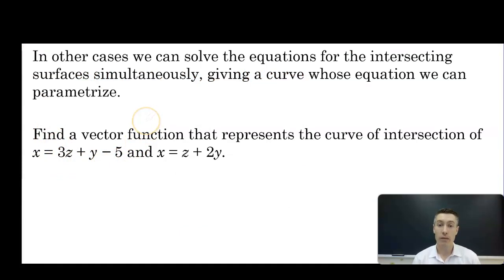And the last strategy is we can solve the equations for the intersecting surfaces simultaneously, giving a curve whose equation we can parameterize. So essentially, what this means is we want to try to eliminate one variable, so then we get an equation in just, let's say, x and y, try to parameterize that equation, and then once you've parameterized x and y, you can then create a parameterization for z and create your vector function.